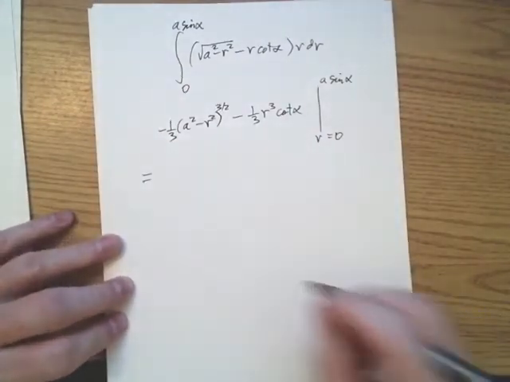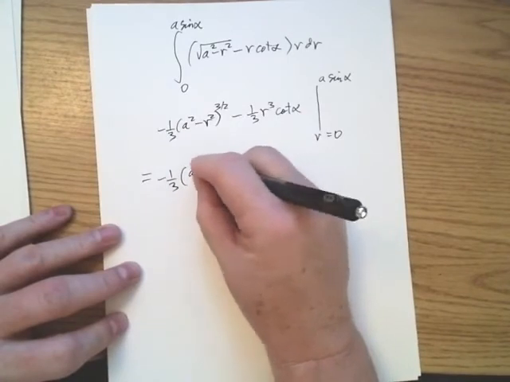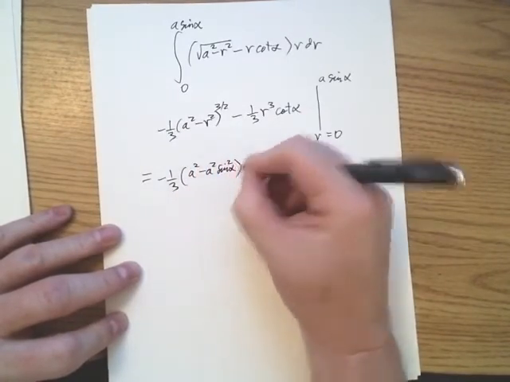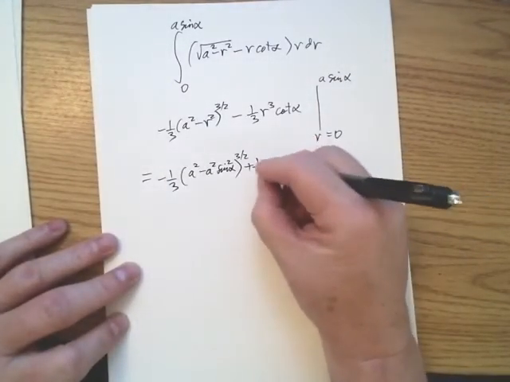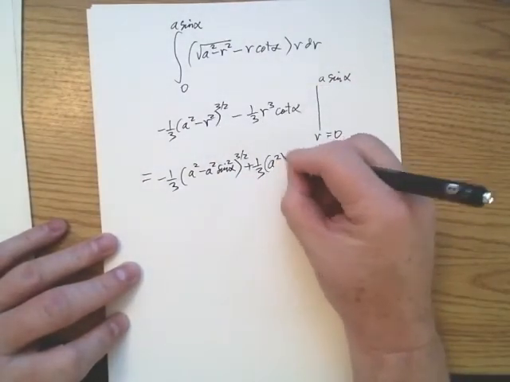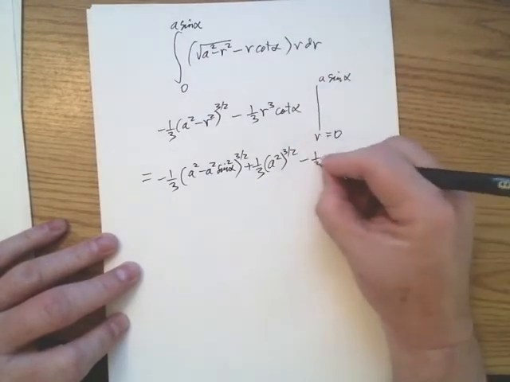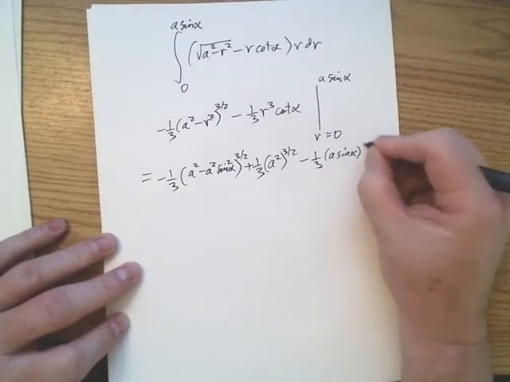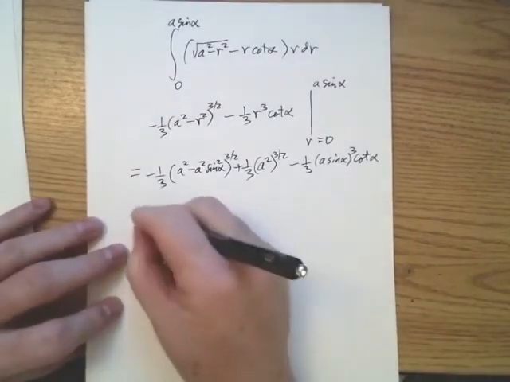Okay. So what would we get there? We would get 1/3 a squared minus a squared sine squared alpha to the 3/2. Okay, minus a negative, so that would be plus 1/3 when I let it be 0, so that'll be a squared to the 3/2. Okay, that takes care of that part. Here I would get what? Minus 1/3 a sine alpha cubed cotangent alpha. Okay, let's get through this.